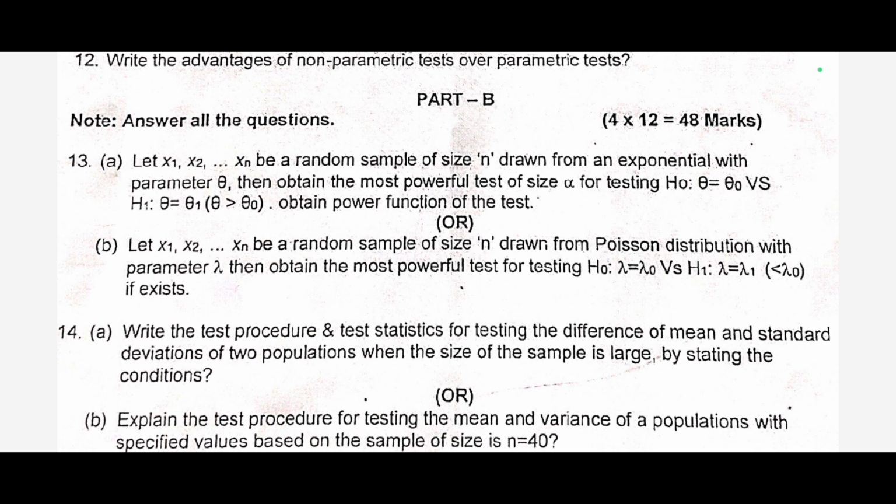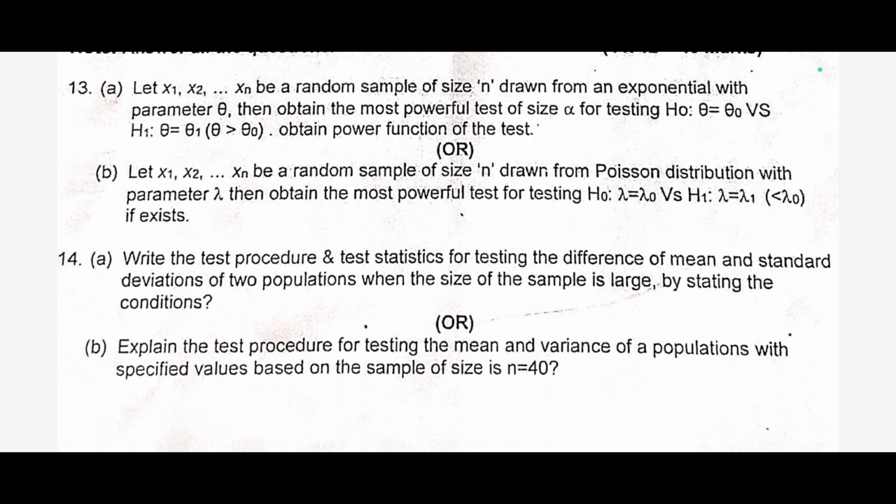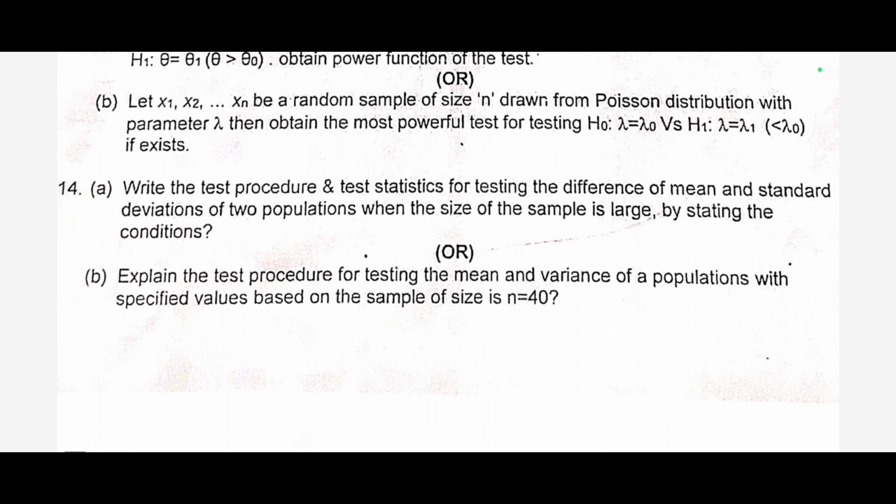Next, coming to part B, let x1, x2 and so on xn be a random sample of size n drawn from an exponential distribution with the parameter theta. Then obtain the most powerful test of size alpha for testing H0: theta equals theta 0 versus H1: theta equals theta 1. Obtain the power function of the test. Next, they are asking the power of the test.